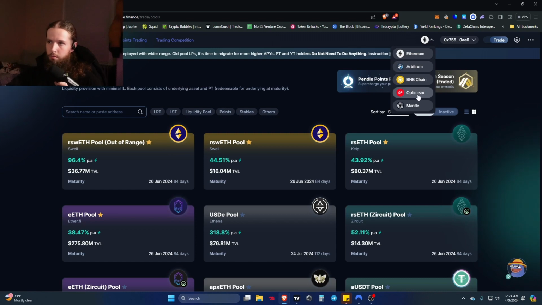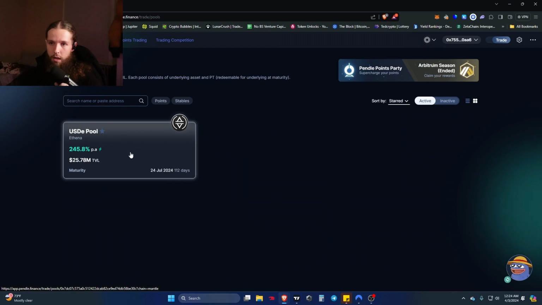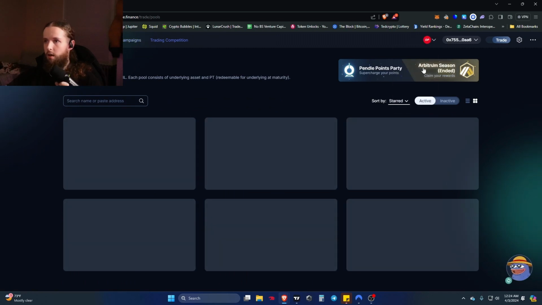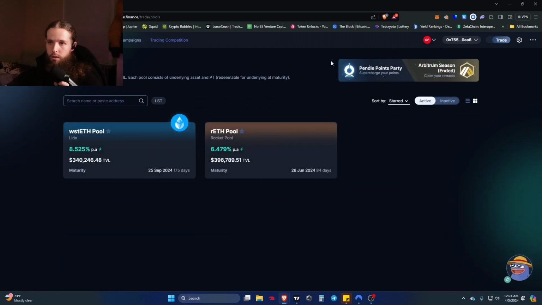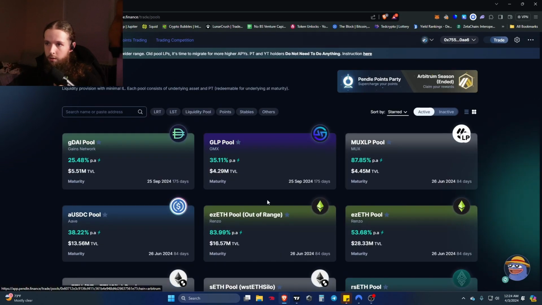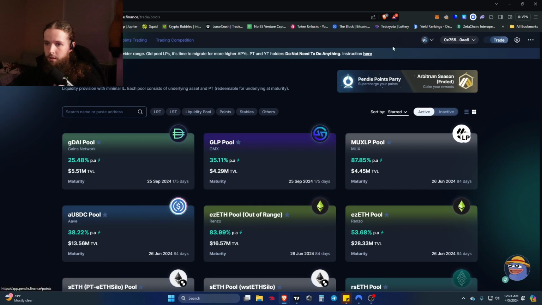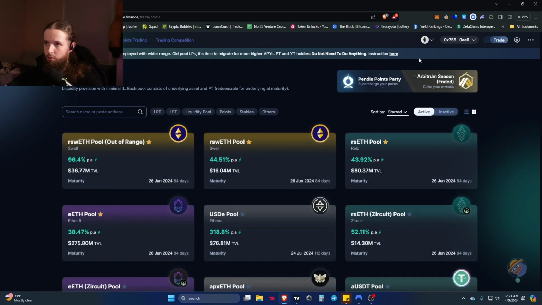Pendle's on Arbitrum, BNB, Optimism, and it looks like they just now added a pool on Mantle as well for this USDE stablecoin. There's only 2 pools on Optimism as of right now. Arbitrum is where you'll see considerably more pools than these other layer 2s, but mostly the pools are on mainnet and Arbitrum.